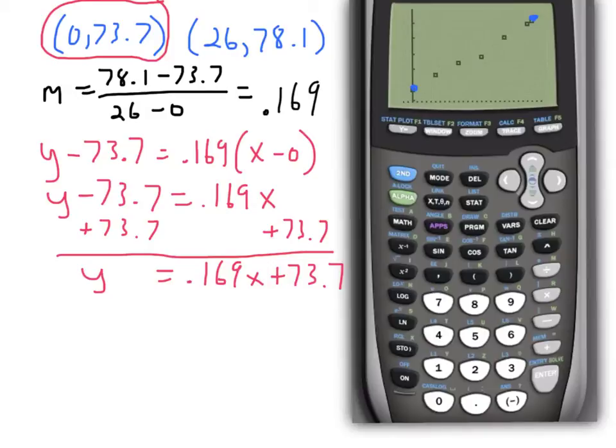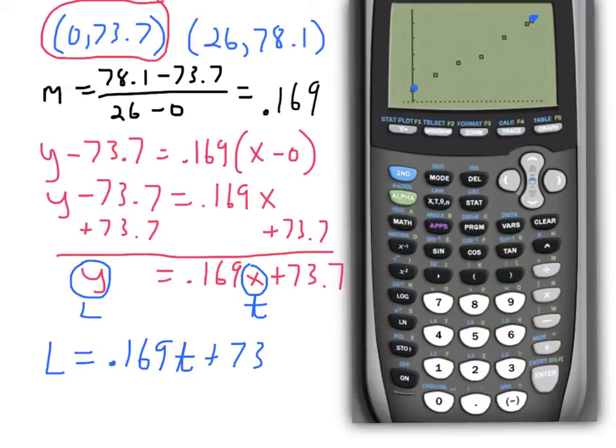Instead of x, we're going to use a t because that's what we're letting represent time. And instead of y, we're going to use L because that stands for the life expectancy. So we should actually write our answer down using those 2 variables as our final answer. So we'll get L equals 0.169 times t plus 73.7.